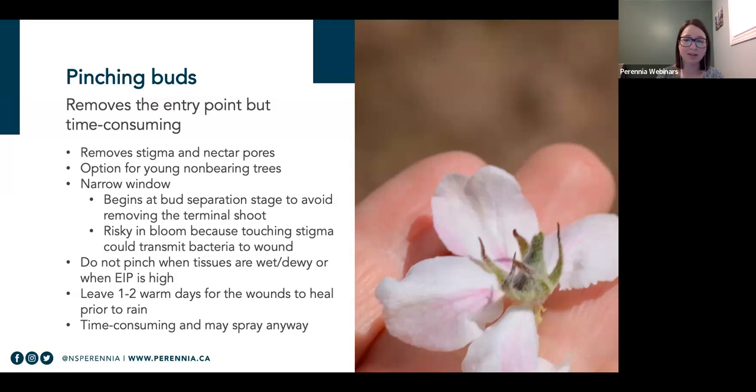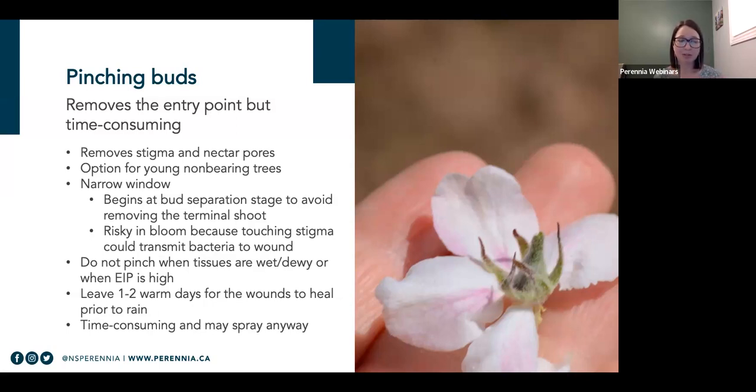The reason this works is because you're removing the stigma and you're removing the nectar pores. So the bacteria can't grow on the stigma or be washed into the nectar pores. So it does work. It's just very time consuming. So it can be an option for young non-bearing trees if that's an approach you want to take. But the issue is there's a very narrow time frame when this can be done. So usually you would want to start around the bud separation stage, because that way you can at least see where the terminal shoot is.